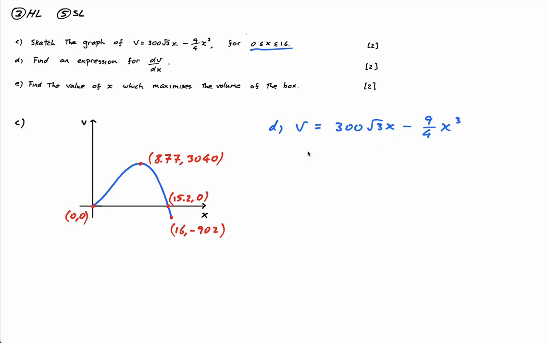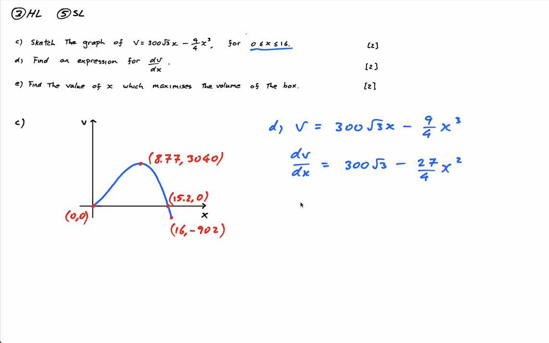If we remember, how do I get the derivative? dV/dx is equal to the derivative of a term with x in it, which is just going to be its coefficient. So it's 300 times root 3 minus, now I have to multiply by the power, which is 27 over 4, because 3 times 9 is 27, and then bring down the power by 1, x squared. There we go. That's it.